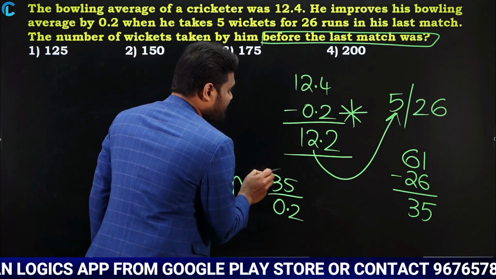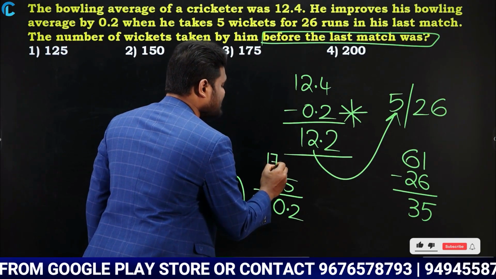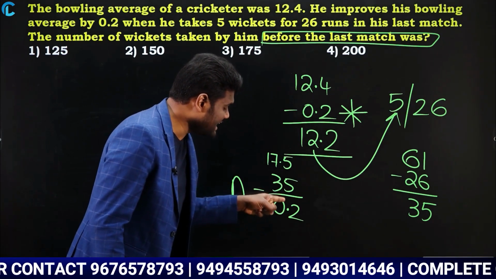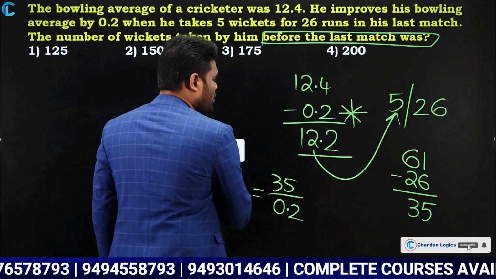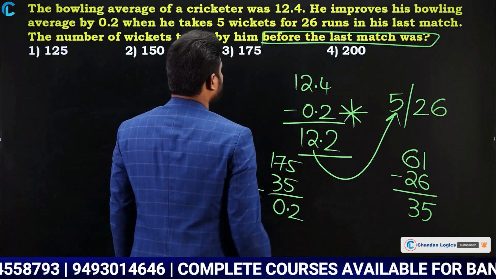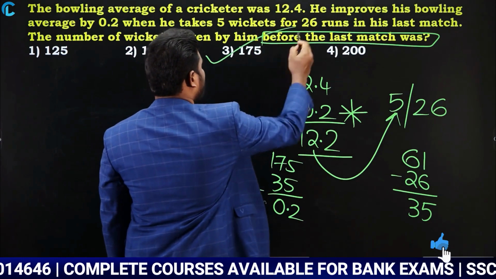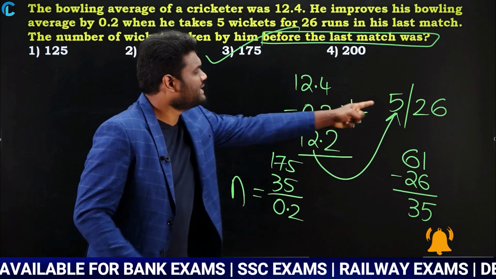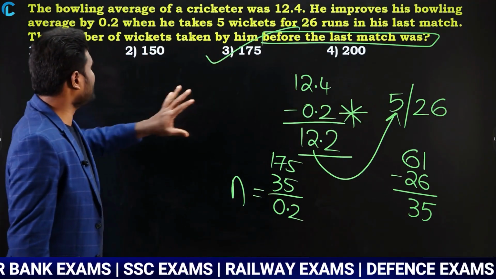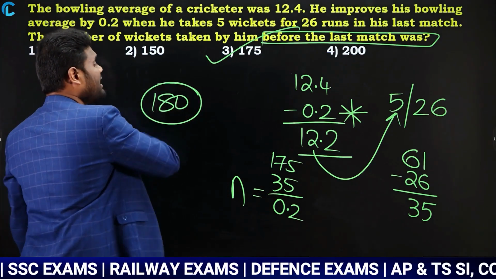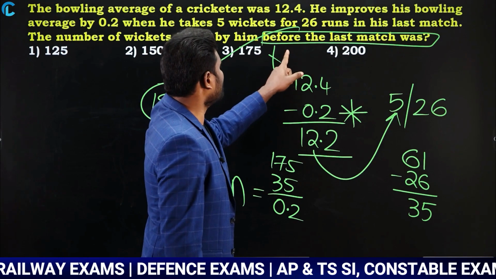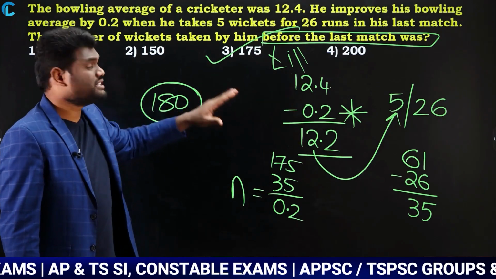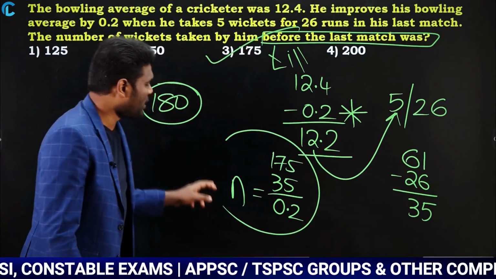Now don't get confused here. If it is 35 by 2, it is going to be 17.5. But it is not 35 by 2, it is 35 by 0.2. That is the reason it is going to be 175, which means the number of wickets taken by him before the last match is going to be 175. If we ask till the last match, then you need to add these 5 extra and say 175 plus 5, which is going to be 180. If the question is like before the last match, you can directly say it as 175.